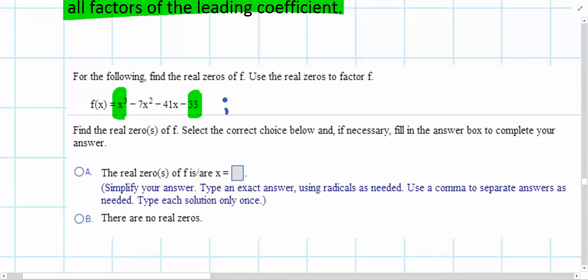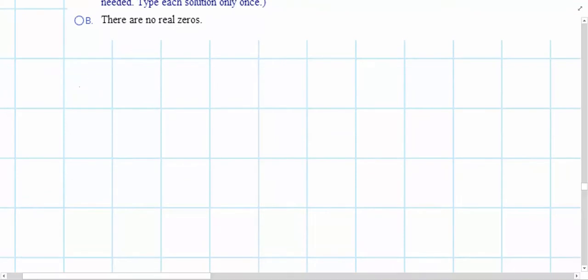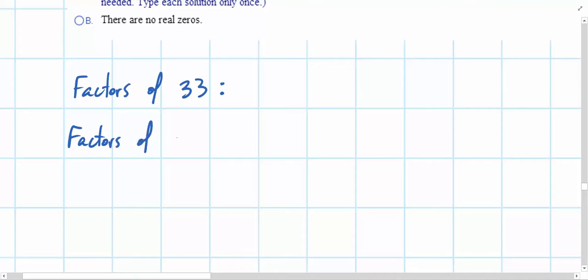So from this equation, I would say that p is equal to 33, and q is equal to 1. Now, our job would be to find all of the factors of p and all of the factors of q. So I'll do that down here. Find all the factors of 33, and I'll list them, and then find all of the factors of 1, and I will list them here.